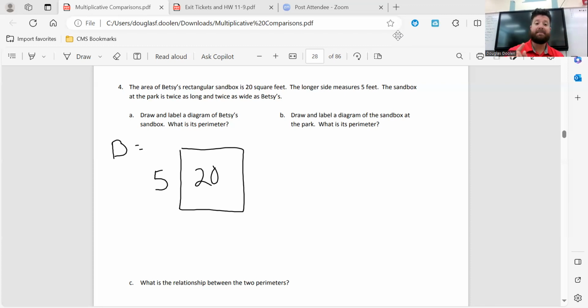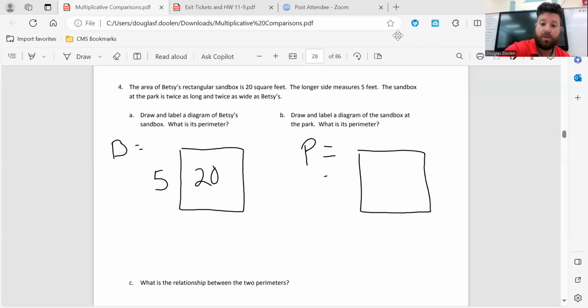And then it says the sandbox at the park. Is the sandbox at the park Betsy's sandbox? No, it's not. This is something else that I know. I'm going to put a P equals. I'm going to draw another sandbox. Is twice as long and twice as wide. So let's label. 2 times L, 2 times W. Simple enough, right? This is the stuff that we know. This is the stuff that we know. And now this allows us to solve.